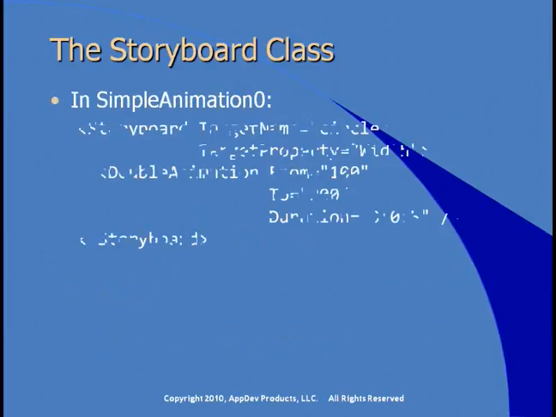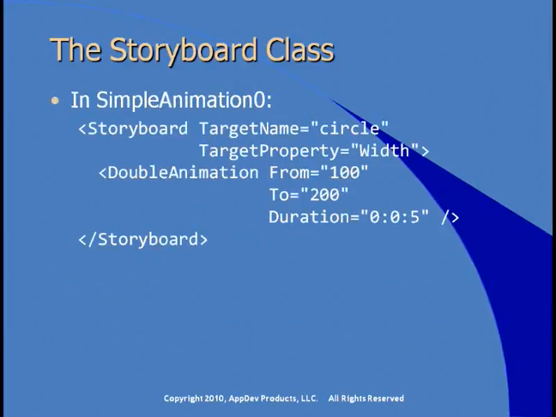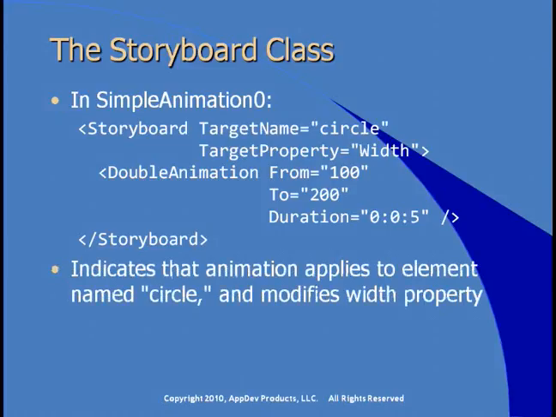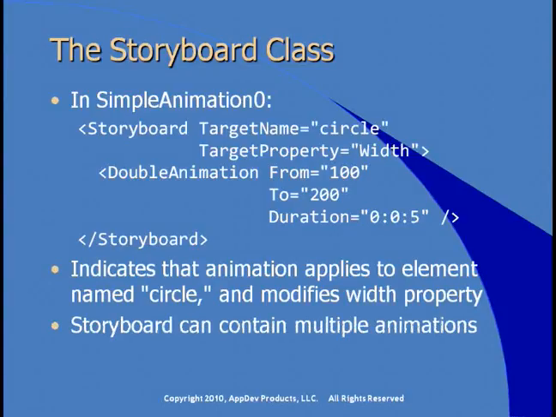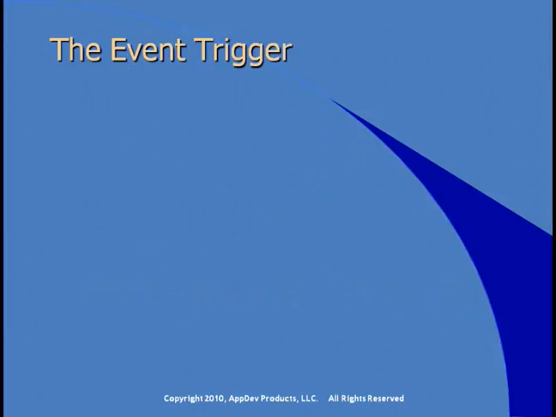In Simple Animation 0, this is the storyboard you saw. The target name was set to circle, the target property was set to width, and the double animation inside that controlled the value from and to we were animating with. We also indicated in the animation what the length of that animation was. The storyboard indicates that animation applies to the element named circle and modifies its width property, and the storyboard can contain multiple animations.